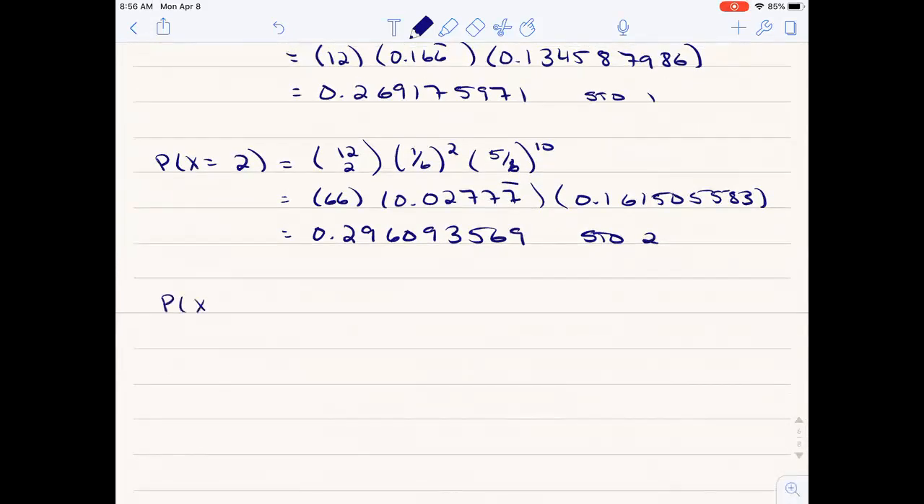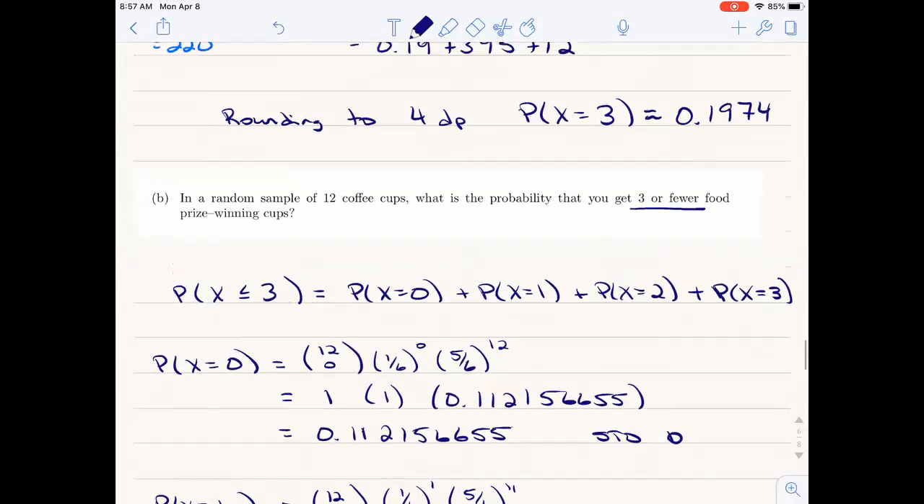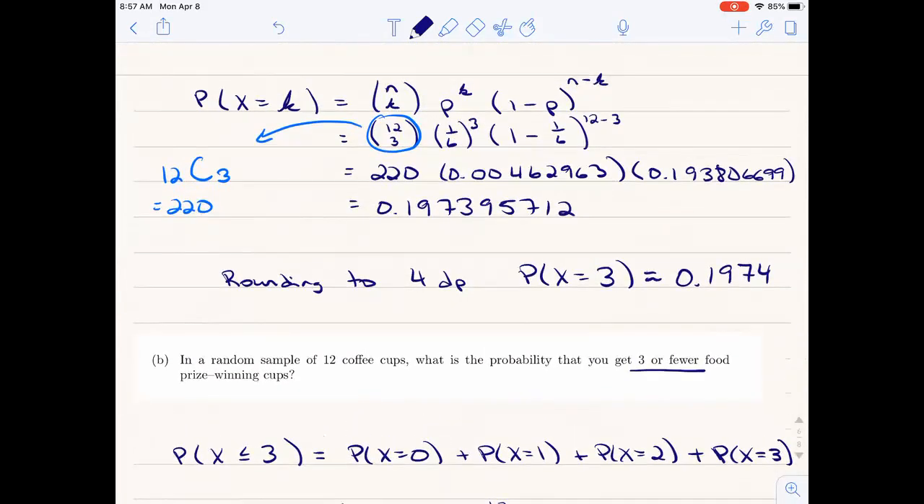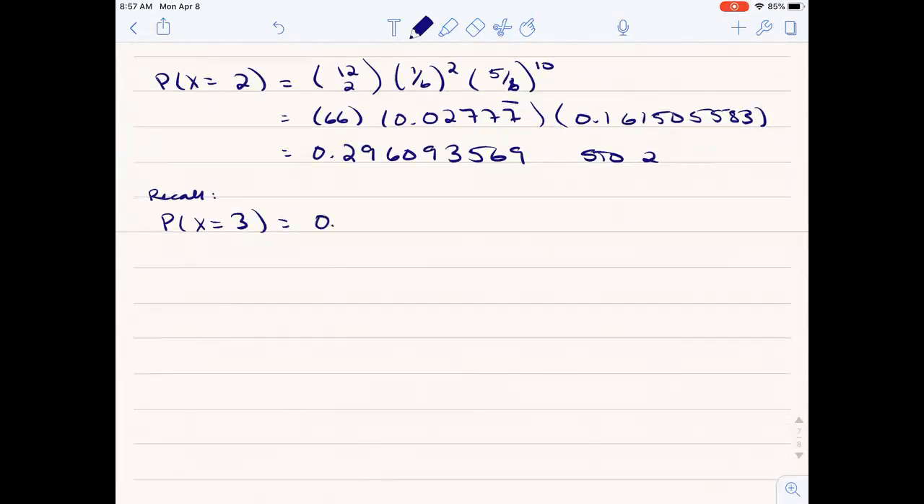And then recall that the probability that X equals 3 was, I may as well keep all the decimal places because I forgot to store it, 1 over 6 to the power of 3 times 5 over 6 to the power of 9, which is 0.197395712. Store that in 3.